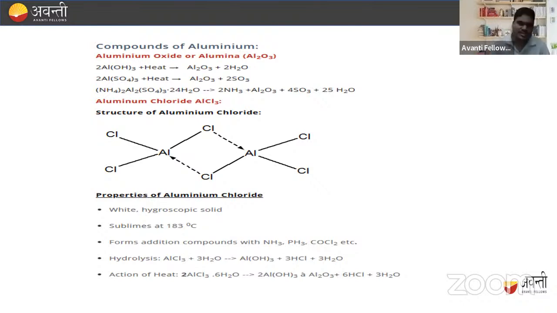Now, this is the structure of aluminum chloride. It is very much similar to B2H6. The difference is that in B2H6, boron is capable of forming only three bonds because it has only three valence electrons, not more than this. On the other side, hydrogen has only one electron and cannot form more than one bond. So the option left is to make a three-center two-electron bond like this. In this case, aluminum also belongs to the boron family, so it also has only three valence electrons and makes only three bonds.